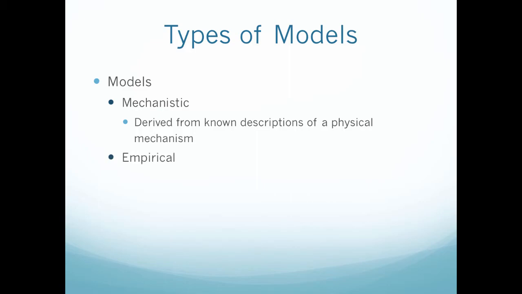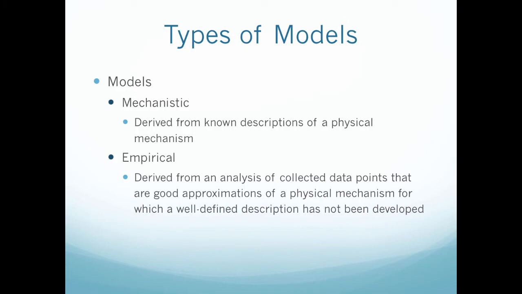Then there's an empirical model, and an empirical model is derived from an analysis of collected data points that are good approximations of a physical mechanism for which a well-defined description has not been developed. So we go out and collect all these data points and we try to come up with a relationship to explain them. If you remember, the example we gave here is if you sat on the beach for months and months or maybe years and years and you observed the patterns of the ocean and the tide and how far it came in over and over again, and then eventually you could predict that just based on what you're watching. So both of these models can be used in design.